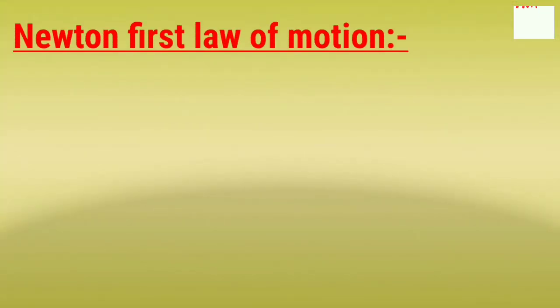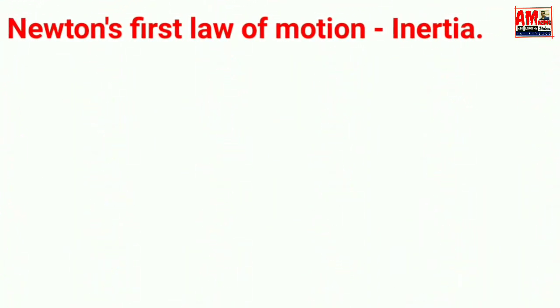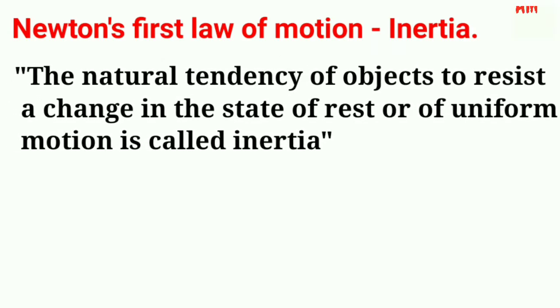Now let us define Newton's first law of motion. A body continues its state of rest or of uniform motion unless a net force acts on it. This is Newton's first law. Now, inertia can be understood from Newton's first law. Inertia is defined as the natural tendency of objects to resist a change in the state of rest or uniform motion.